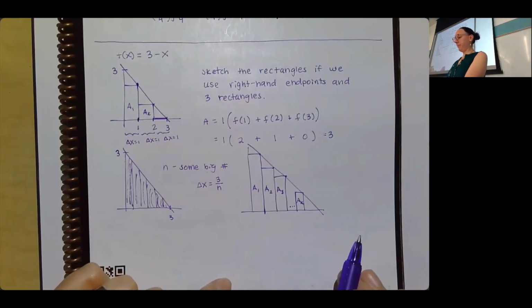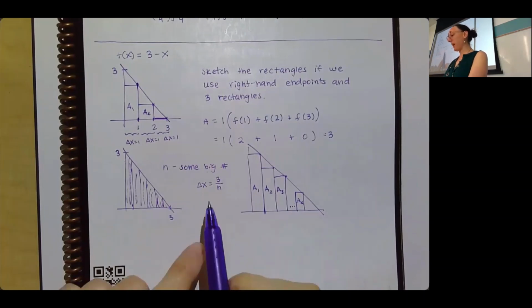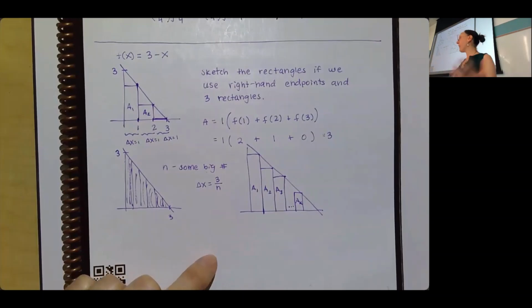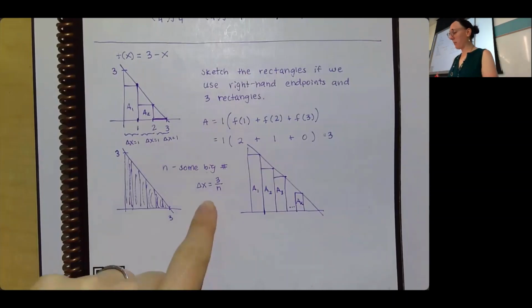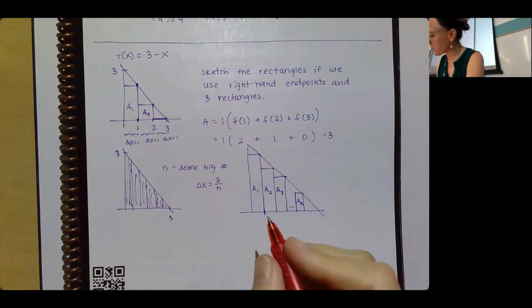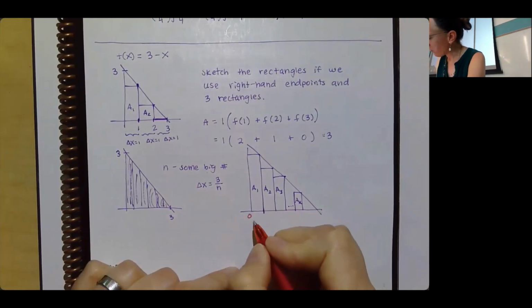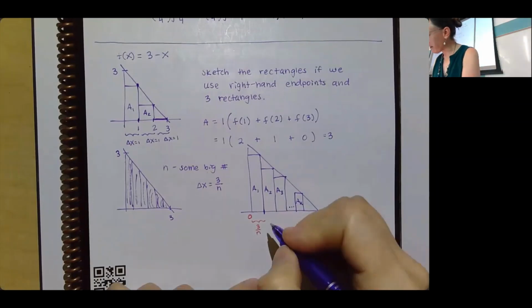So I'm going to start finding the areas of these rectangles, keeping in mind that each one has a width of 3/n. Now, if I want to find the area of a rectangle, I need a base and a height. I figured out what all my bases are. My bases are 3/n. And to figure out the height, I need to know the x values I'm plugging in. So if we started at 0, and the width of this rectangle is 3/n, then what's the x value right there?